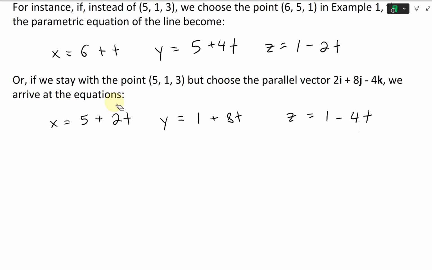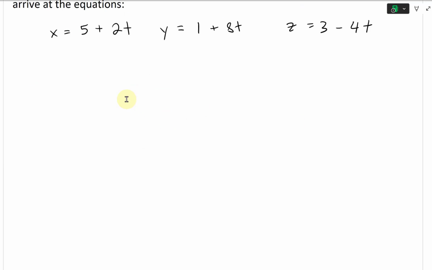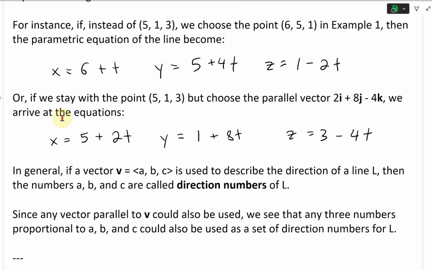Actually, whoops, that's the one over there. That's this one. This is 3. So z is 3 minus 4t. In other words, these all represent the exact same line, because this is another parallel vector, and there's another point on that line already. So we get the same line, just different equations for it, but same thing.